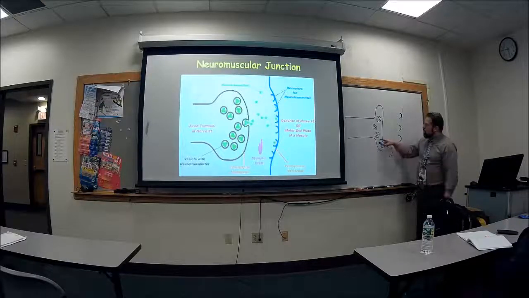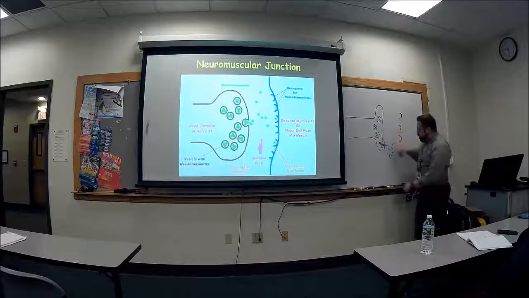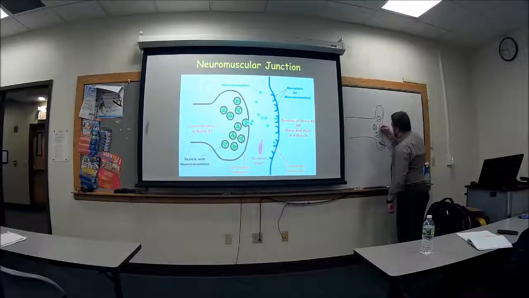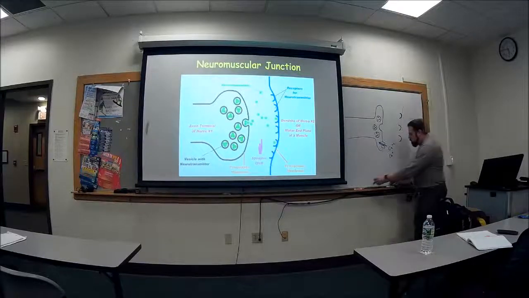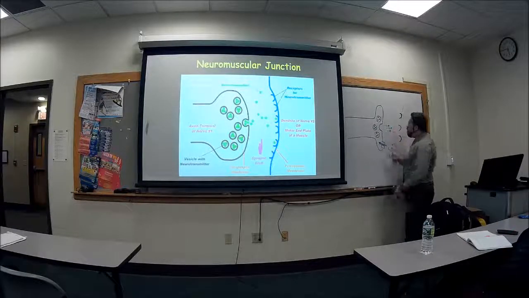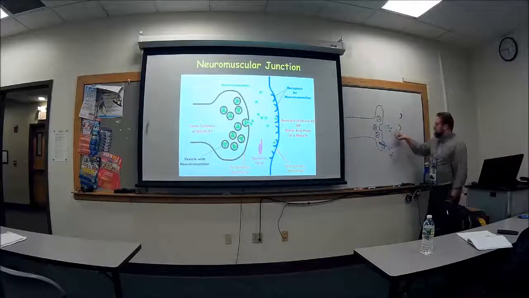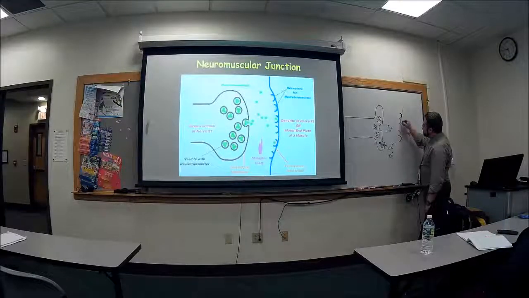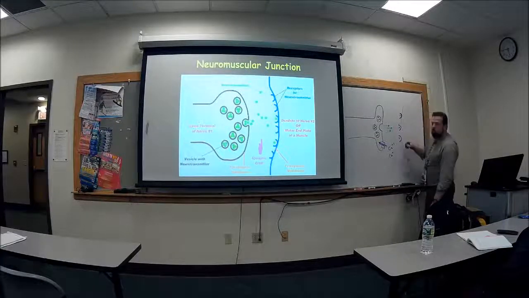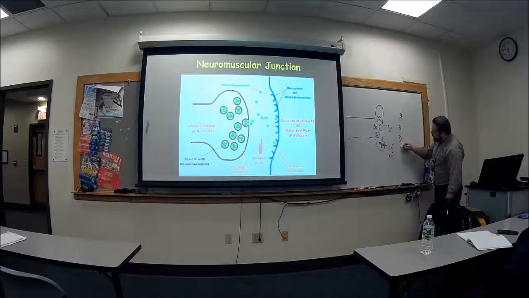The calcium is then going to bind with the vesicles. The vesicles are then going to fuse with this presynaptic membrane, and it's going to release acetylcholine into the synaptic cleft. The acetylcholine is then going to bind to these receptors, acetylcholine receptors. Now, once these get pressed like a button, there's going to be an action potential that's going to spread across the whole muscle.